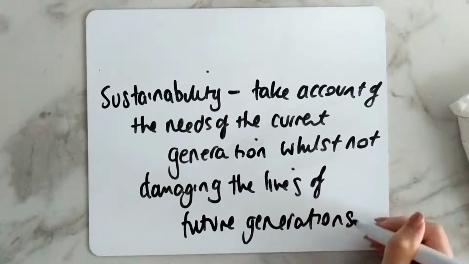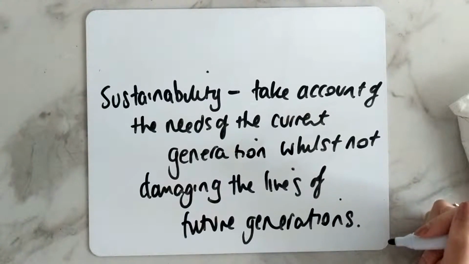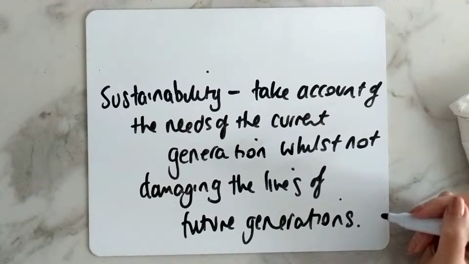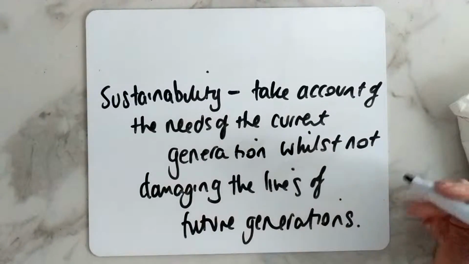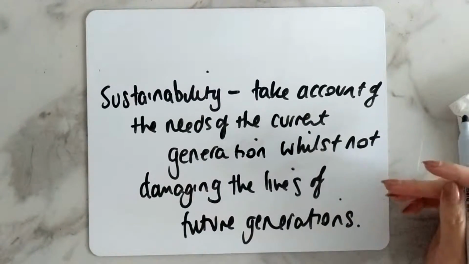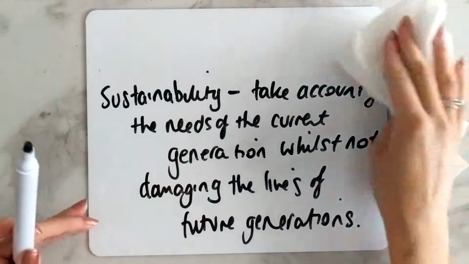So you may have heard people talking about sustainable living, and it's all about taking care of our planet, taking care of the energy resources, not wasting, recycling, etc., so that our children and our children's children and, in thousands of years, billions of years, life can still go on.